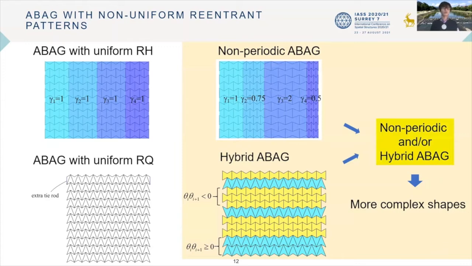The type of reentrant unit is defined based on the geometrical relationships of chevron rods. The signs of theta i and theta i plus 1 define the geometrical relationships between the ith and i plus 1 chevron rods. If the product of theta i and theta i plus 1 is negative, then reentrant honeycombs are generated between the corresponding chevron rods. Otherwise, we obtain the reentrant quadrilateral between them. In addition, the mixed method is important because we can easily obtain more complex and asymmetric freeform surfaces of ABAG than those with a single uniform unit.